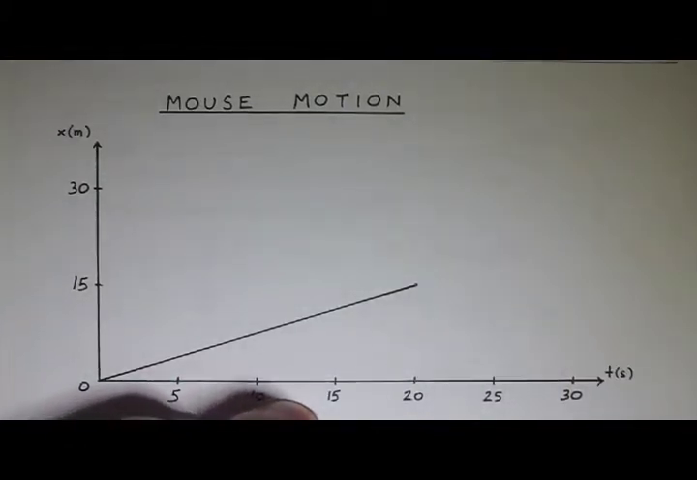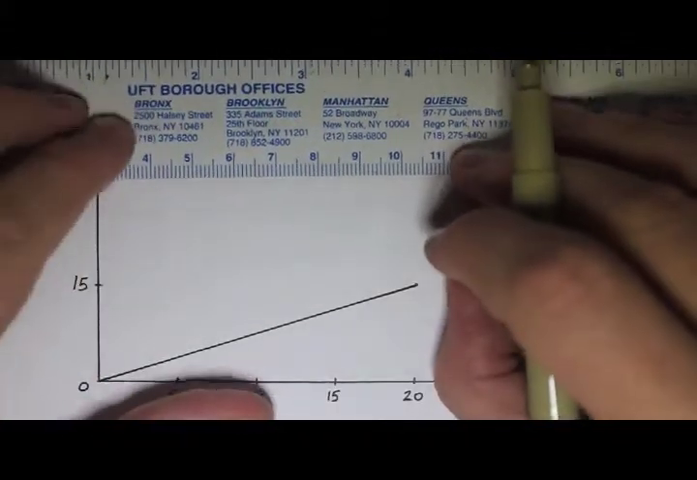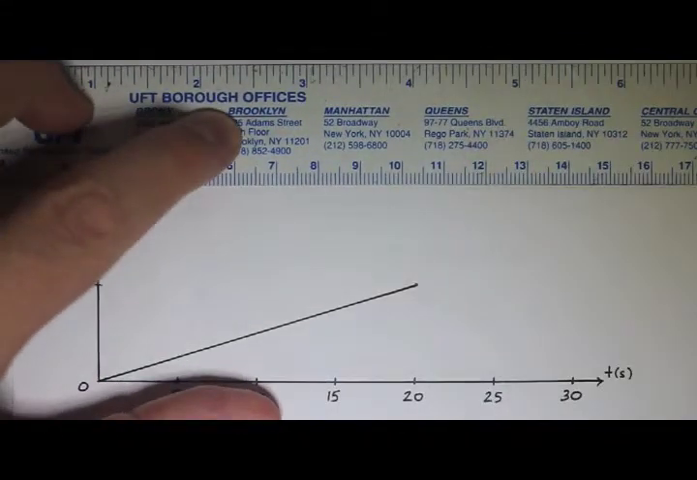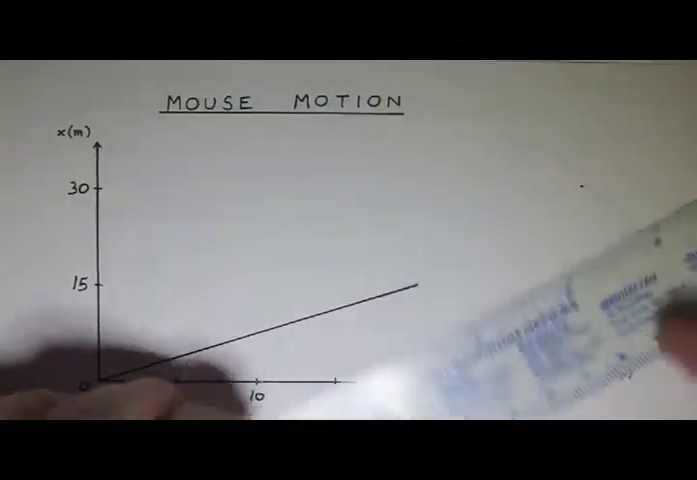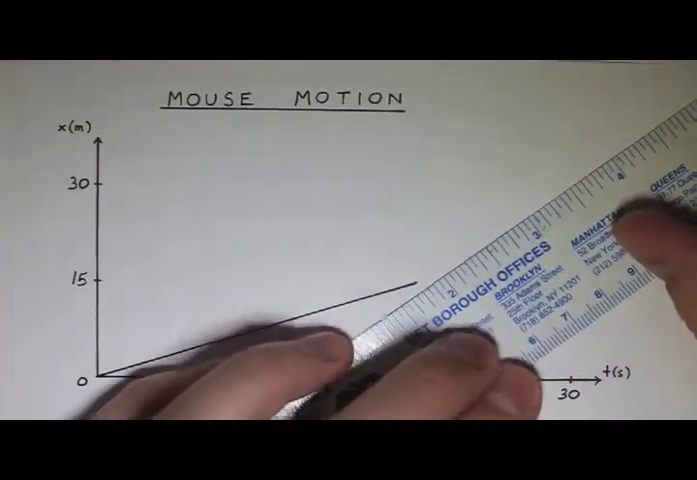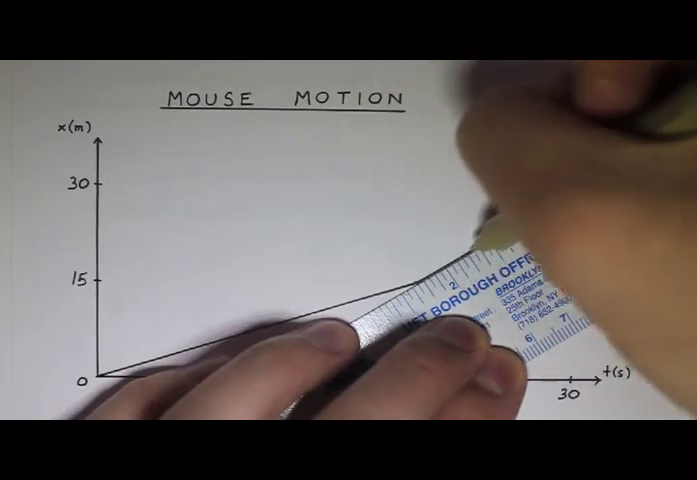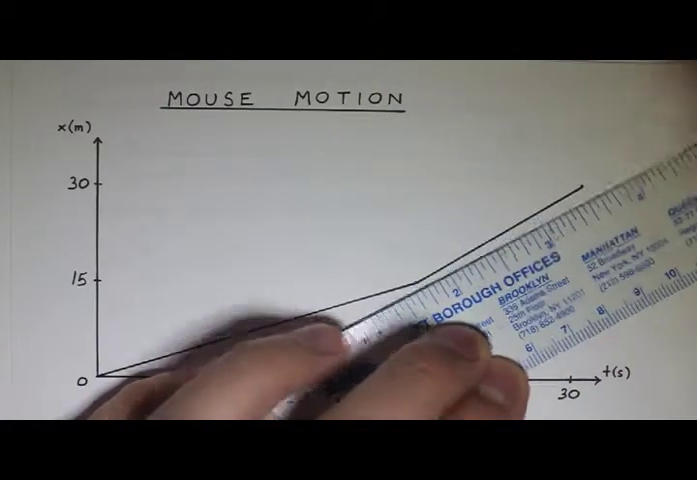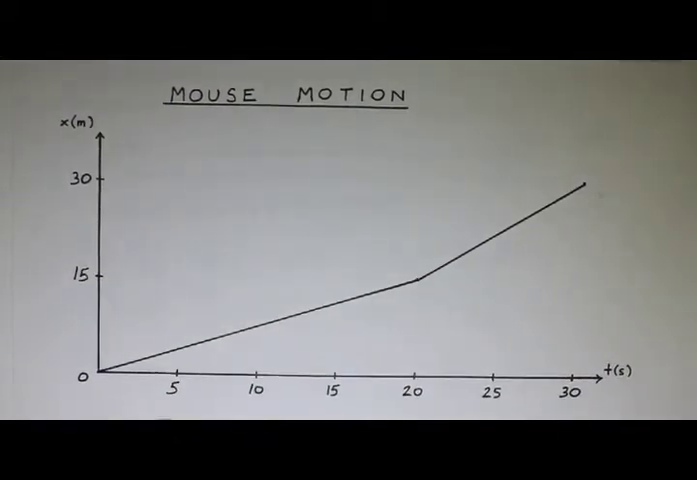Okay. And now the second part of the motion from 15 meters to 30 meters took him 10 seconds. So we know that he ended up over here at 30 meters, and it took him 30 seconds, so I'll put a dot there, and then I'll connect the rest of the graph here. Okay. So there is my graph of the mouse motion.